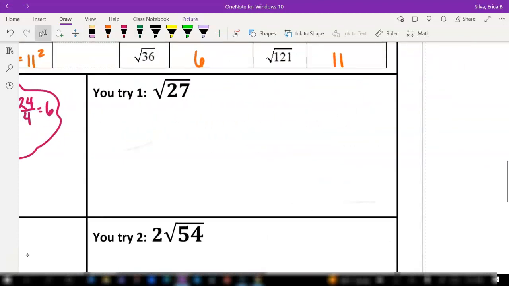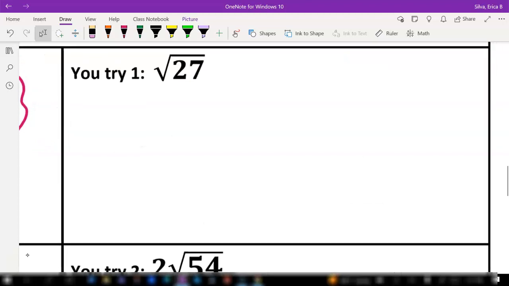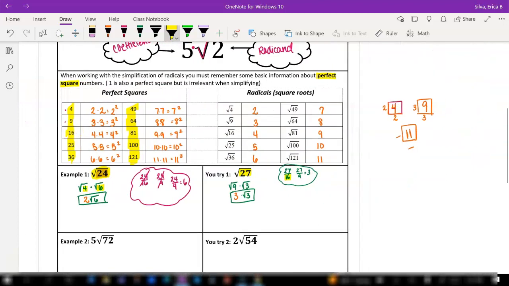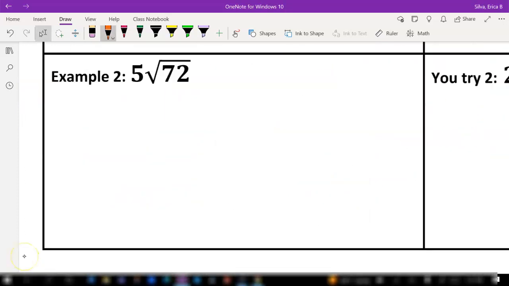Go ahead and try this one on your own. Push pause and come back and check your answer. All right, so if you got 3 square root of 3, you are correct. I did the side work over here for you all so you can see. Our number was 27, so the only one that would make sense to start with is 16. Okay, let's look at our next example.